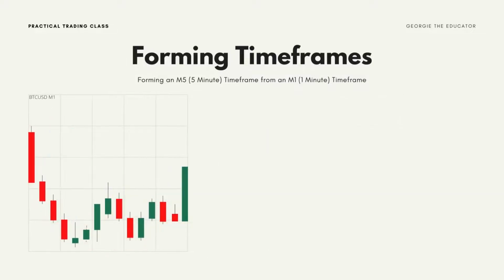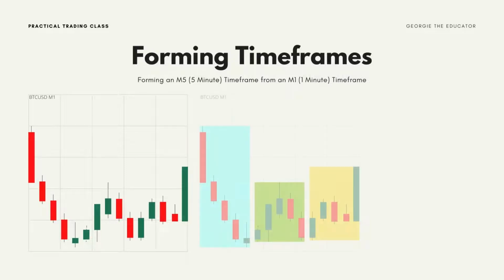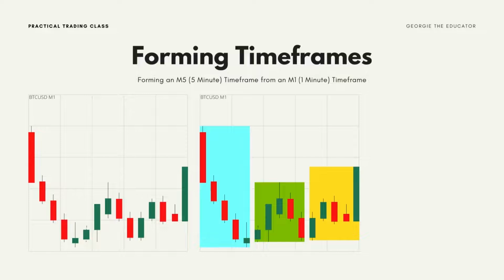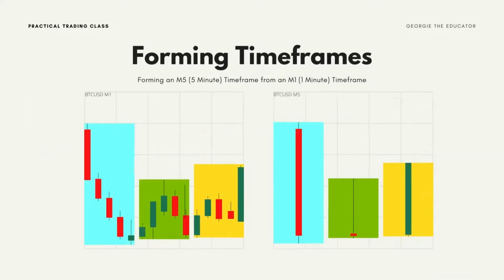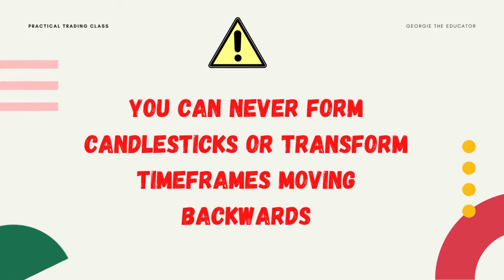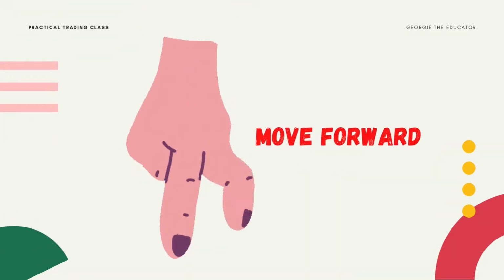Moving on to example number 2. Consider the 1 minute chart on your left right there, and we're gonna transform it into a 5-minute chart. We have 15 candlesticks. We're gonna have 3 candlesticks on the 5-minute chart. So we do the same thing, you know the drill. Group them into 5s. So highest price of the first candlestick, lowest of the last candlestick, open price of the first one, closing price of the last one. Note that it's for each color code to make each candlestick. Another good thing to remember is that you can never form candlesticks or transform time frames moving backwards. You only do it moving forwards.